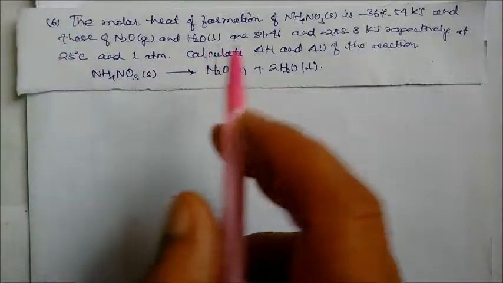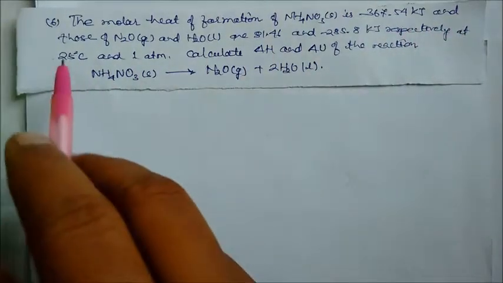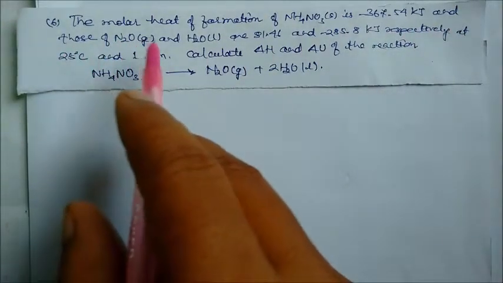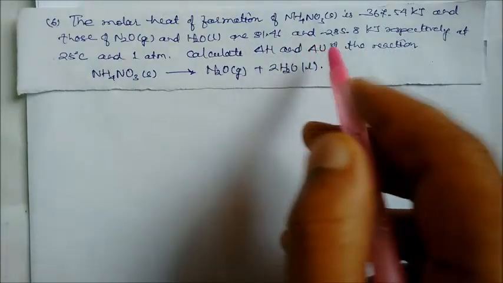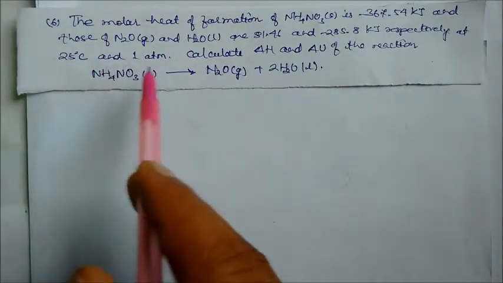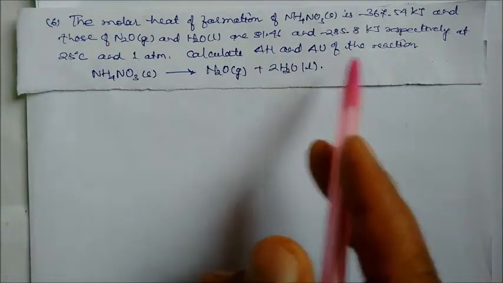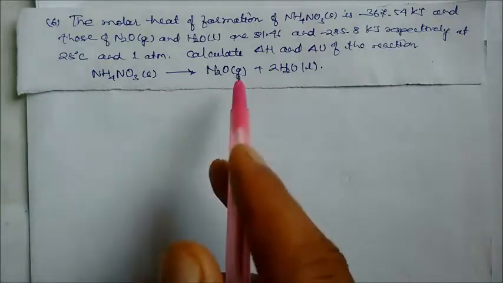The molar heat of formation of ammonium nitrate is minus 367.54 kilojoule, and those of N2O and H2O are 81.46 and minus 285.8 kilojoule respectively at 25 degrees centigrade and 1 atmospheric pressure. Then calculate the delta H, enthalpy, and internal energy of the reaction. The ammonium nitrate will react to give you N2O plus water.